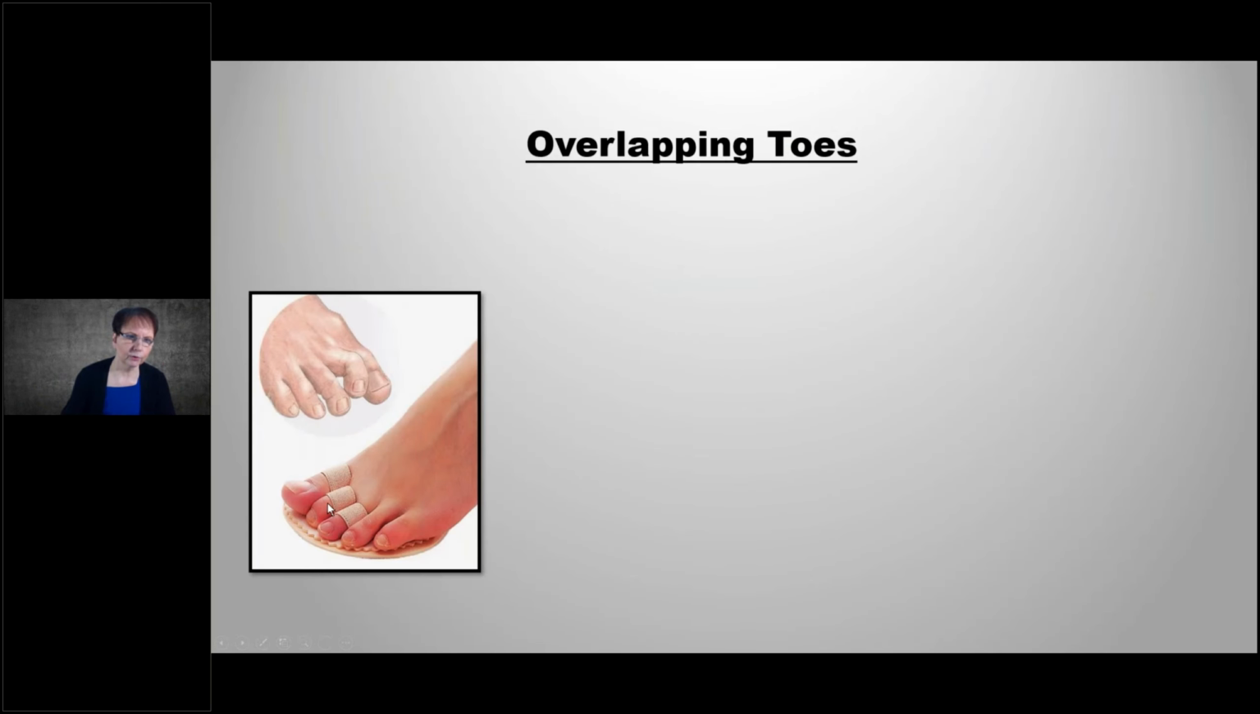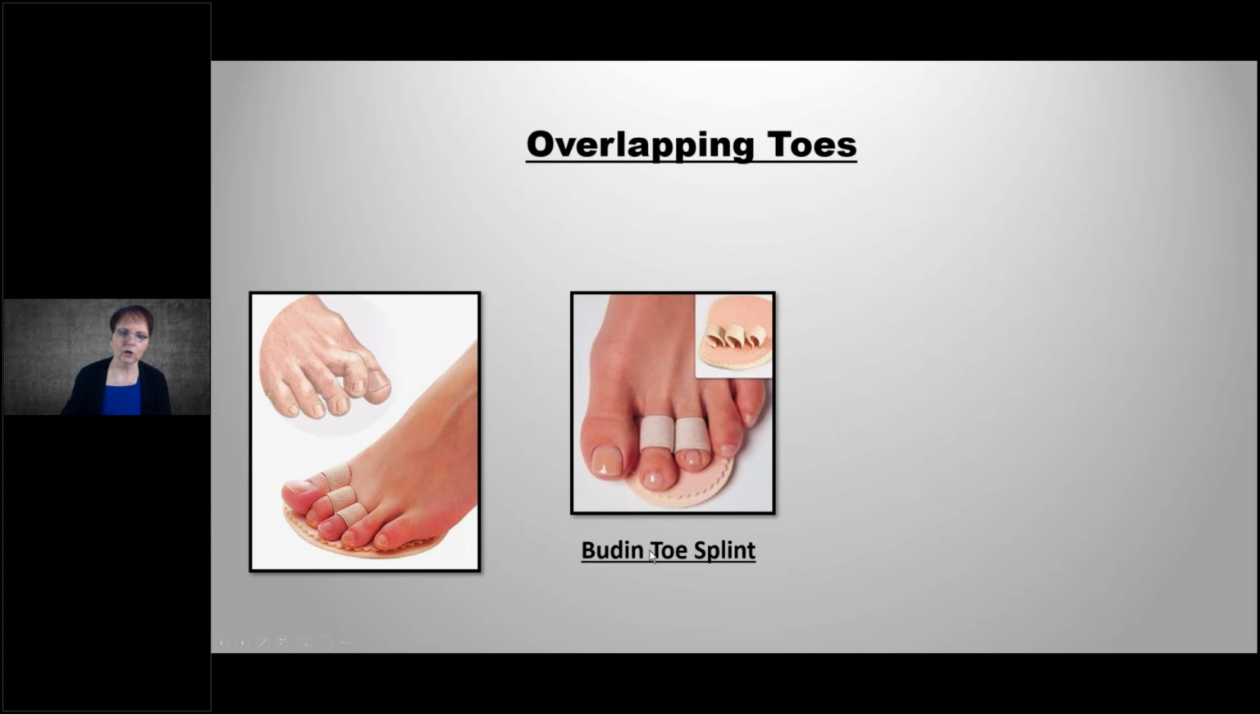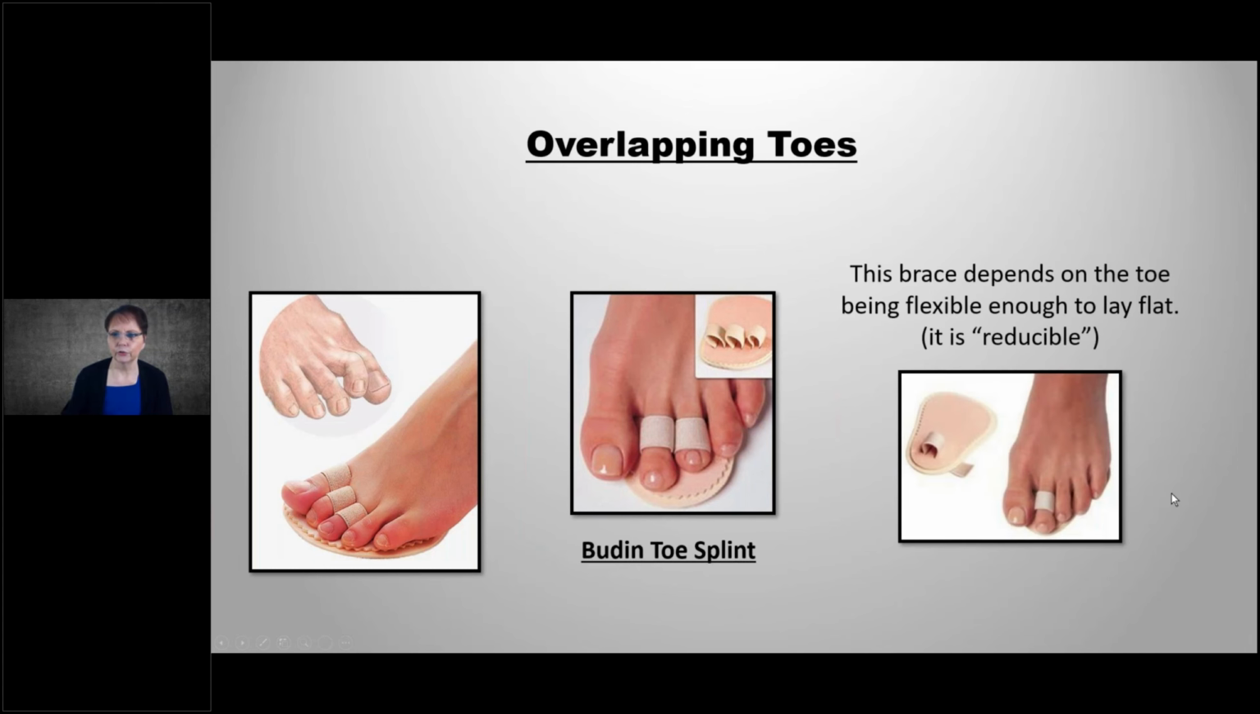So we looked at this one already, and again, it has to be reducible for this one to work, but it works great. It's called a Boudin splint, 2 and 1. I guess with this one, they probably could have done it with one, but there's different reasons. It's more stable. It doesn't turn, easier to get on. There's lots of reasons. If it's reducible, this is a great pad.